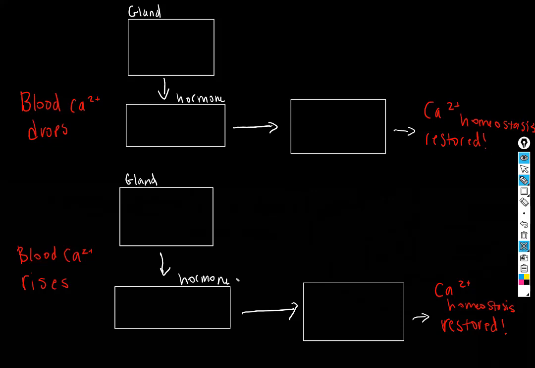So let's start up here. If blood calcium drops, that means that we need to make a withdrawal from our calcium bank, right? So think back. What hormone is going to act to increase blood calcium? So now we're integrating the endocrine system into our discussion because that's how this is modulated.